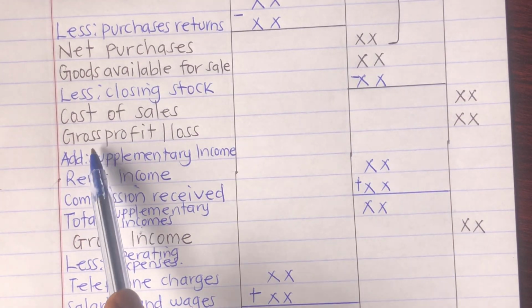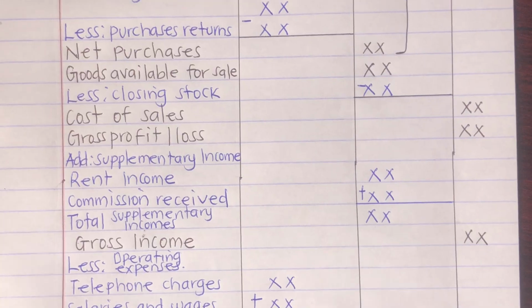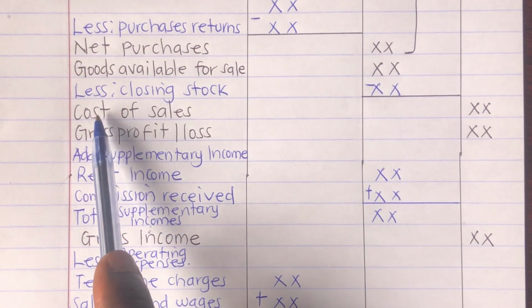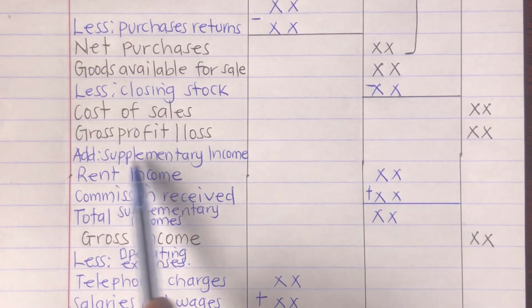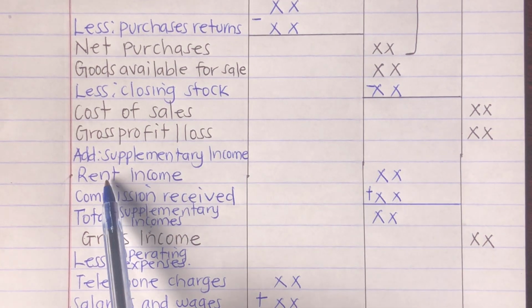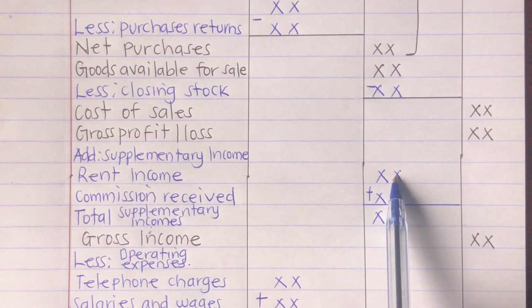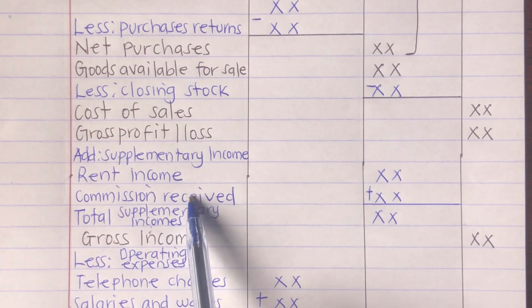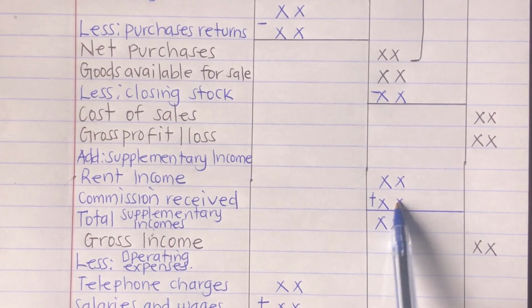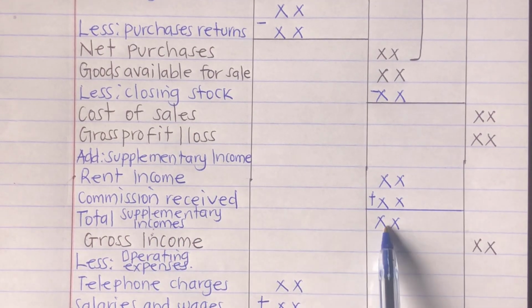Now we are going to the profit and loss account, from what we have been preparing previously, if you've been watching those formats. After getting the gross profit or gross loss, we add supplementary incomes. Supplementary incomes means those additional incomes the business earns from its operations. Examples here, we have rent income. So you come and post them in the second column here. Then we have commission received. Maybe a business received commission from some bank or some microfinance institution, and then you also add it here. Then you get the total supplementary incomes.